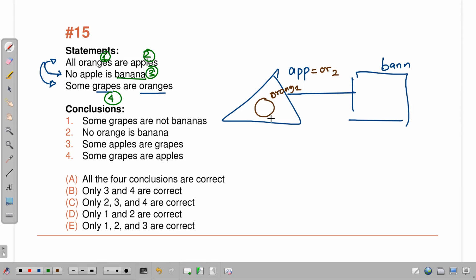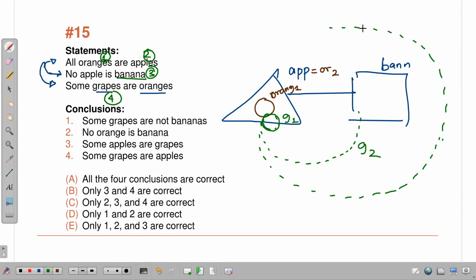Okay, so let's put grape. I'm drawing a grape least intersection here. Grape 1, but grape can be like this also. So this is my grape 2, and grape can encompass everything also, right? Because there's a maximum possibility that can happen. You have no idea how big the grape is. You're just saying some grapes are oranges. Sorry, grape infinity.